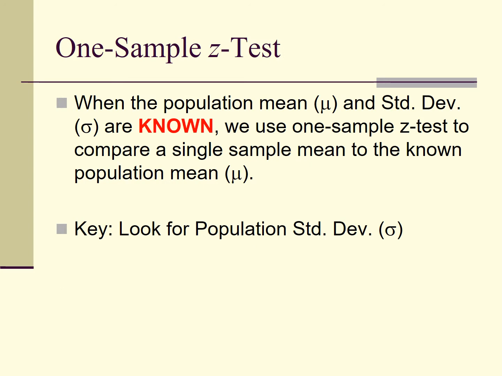Here are the conditions when we need to use one-sample z-test. When the population mean, mu, and the standard deviation are known, we use one-sample z-test to compare a single sample mean to the known population mean of mu. The key is to look for population standard deviation sigma. If the standard deviation is given, then we use one-sample z-test.